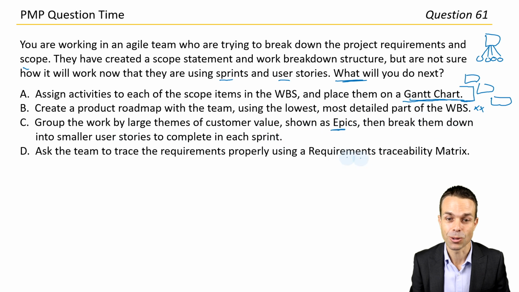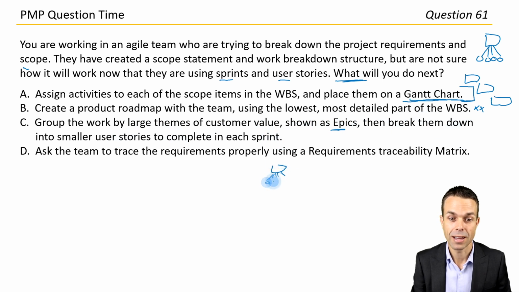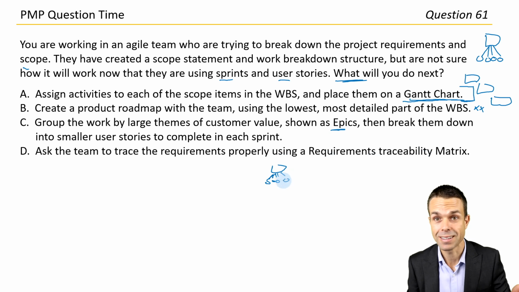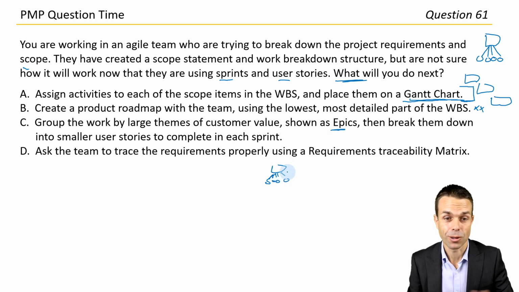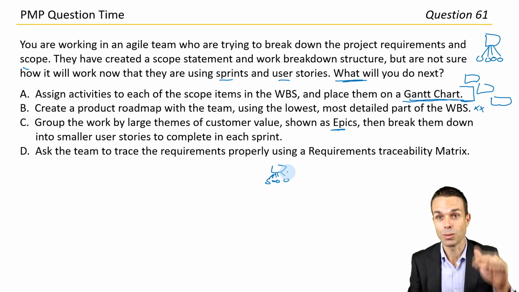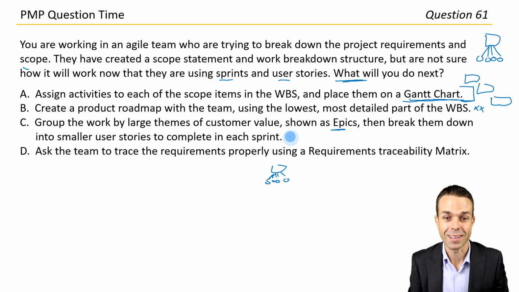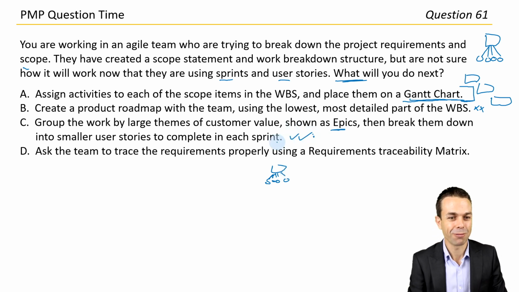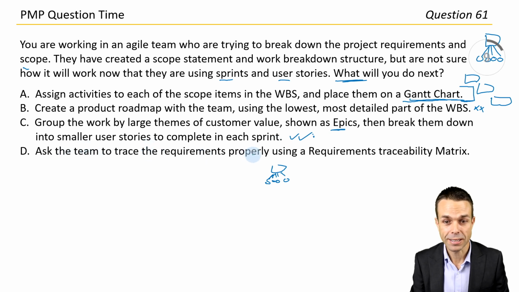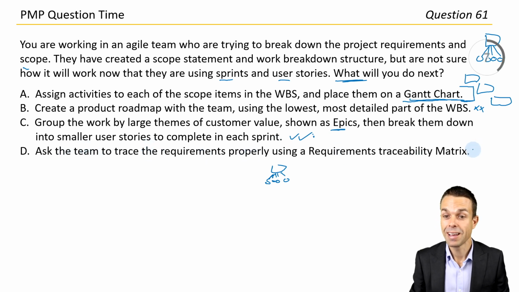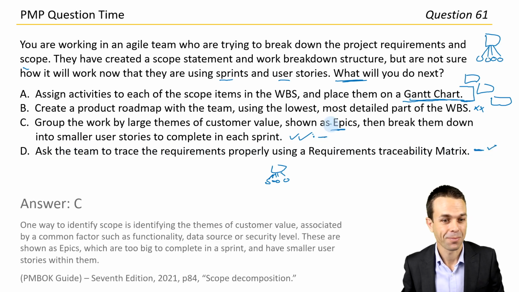And that's exactly it. So we've got our features and we break those down into user stories, and then we place those in the sprints, and that's the Agile way of working. And that's the way we do similar work breakdown structure, or a decomposition of our work. I think that's actually really good. Let's see what else we have. Ask the team to trace the requirements properly using a requirements traceability matrix. Also good practice, but probably not what we're after here. I think the best answer for us is answer C.